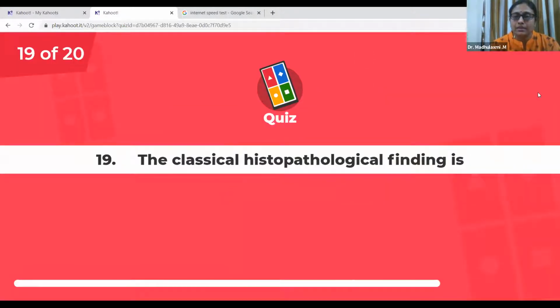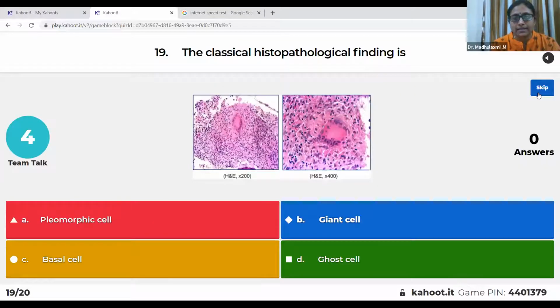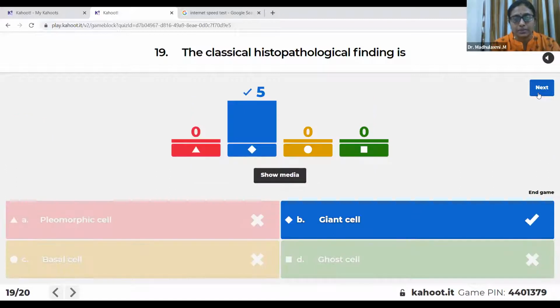The classical histopathological finding is. So what cell is it? Is it a pleomorphic cell? Is it a giant cell? Is it a basal cell or a ghost cell? I think it's a pretty classical histopathological finding.